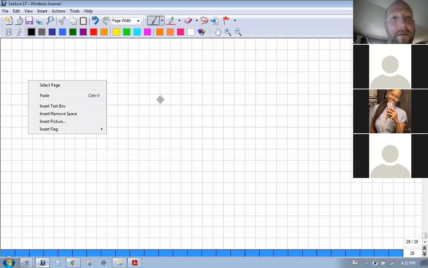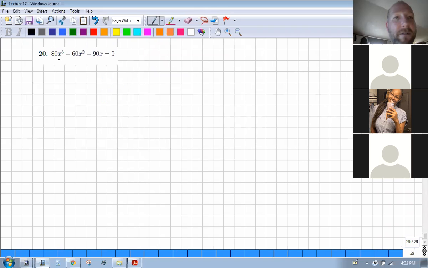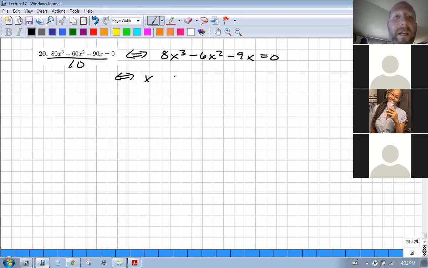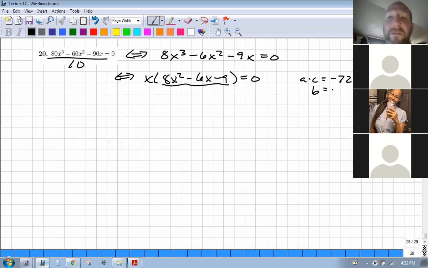Number 20. See, I can divide everything by 10 for sure, right? That would give me an 8x cubed minus 6x squared minus 9x. But I could also pull an x out of that. Get an 8x squared minus 6x minus 9. So if I want to factor this, our a times c is negative 72. Our b here is negative 6.